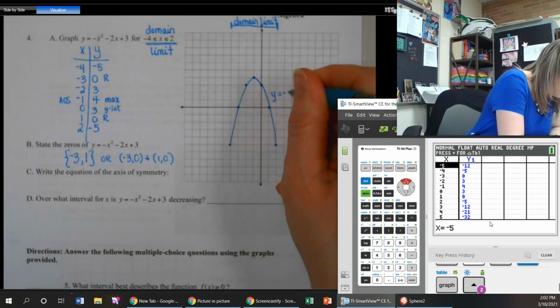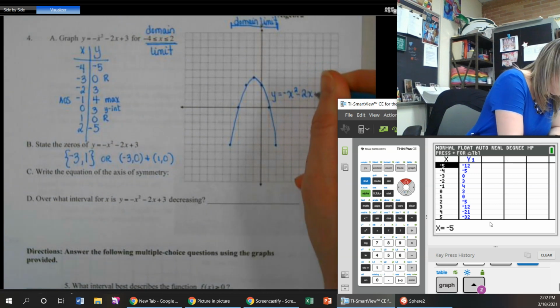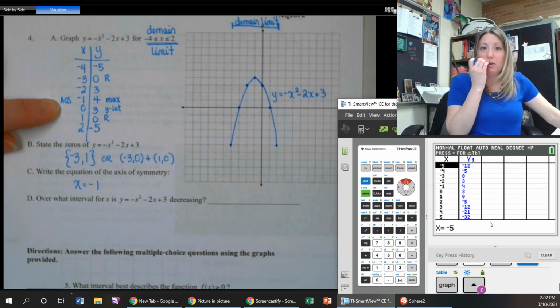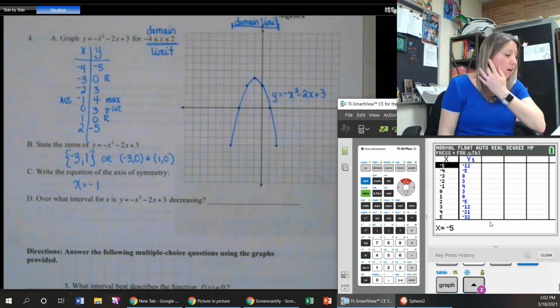Write the equation of the axis of symmetry. Sure, no problem. We already know that that's x equals negative 1, so I'll just write it down. I had it labeled right there anyway, right? You can see it right here. I mentioned it when I looked at my graph on the graphing calculator.